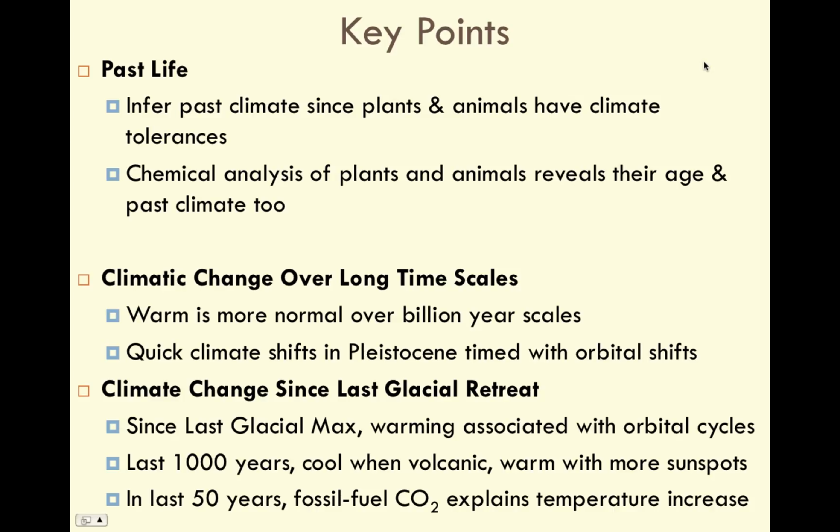Key points from this lecture: past life. We can infer past climate since plants and animals have climate tolerances. Chemical analysis of plants and animals reveals their age and the past climate as well. Looking at long-term climate change, we found that warm is more normal over periods of billions of years for the Earth. Quick climate shifts in the Pleistocene seem timed with the orbital shifts, but there are certainly feedbacks that must amplify those perturbations. And then the climate since the last glacial retreat, we've had warming associated with orbital cycles.